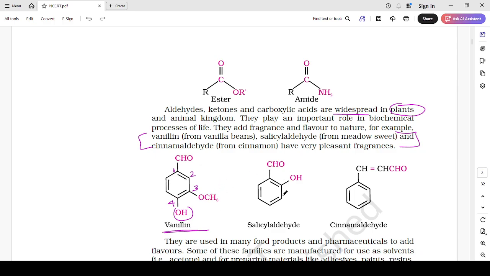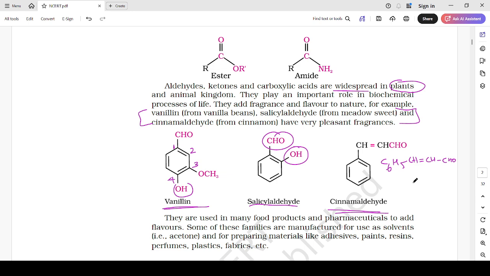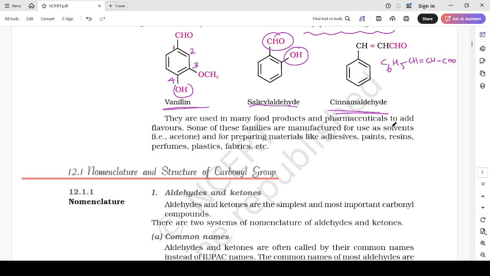Similarly, look at salicylaldehyde. We will be learning why it is called salicylaldehyde. OH and CHO attached to benzene is called salicylaldehyde. Cinnamaldehyde has C6H5, CH double bond CH, CHO. As I told you, you should definitely remember the structures and the sources of these aldehydes. All these have a very pleasant fragrance. Yes, of course, we have smelled it. They are used in many food products and pharmaceuticals.